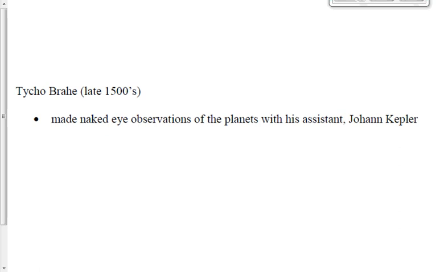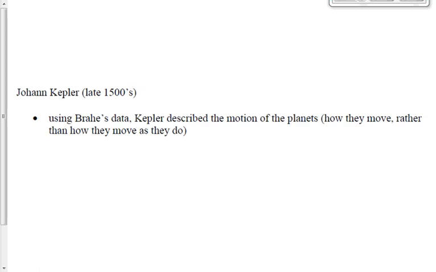Oh yeah, also the guy who contributed to our current understanding of the solar system by taking naked eye observations of the planets and stars and so on. Then we got Kepler. Kepler, who went along with Tycho Brahe, kind of, because Johann Kepler was Tycho Brahe's assistant.